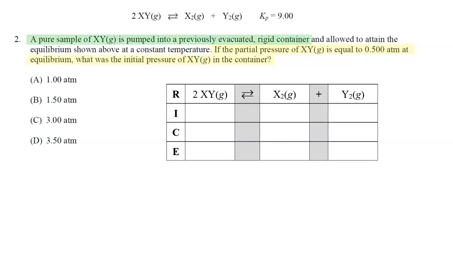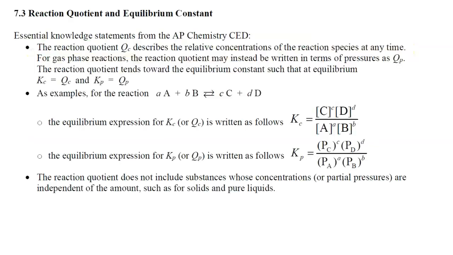But the whole purpose of question 2 is to determine the initial pressure of XY in the container. So at the moment, we don't know what that initial pressure of XY is. Because they didn't mention anything about substances X2 and Y2, we can assume that initially the partial pressure of X2 and Y2 would be 0. It says that at equilibrium, the partial pressure of XY is equal to 0.5 atmospheres. So this is as much as we know at this point based on the given information in question 2.